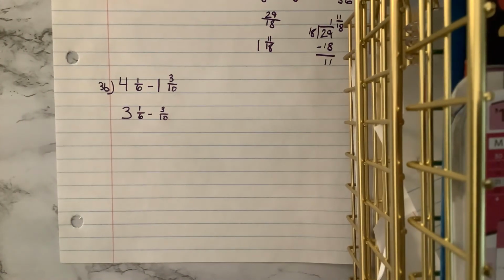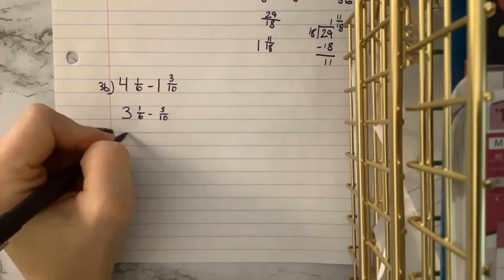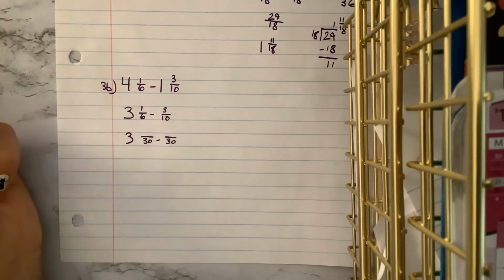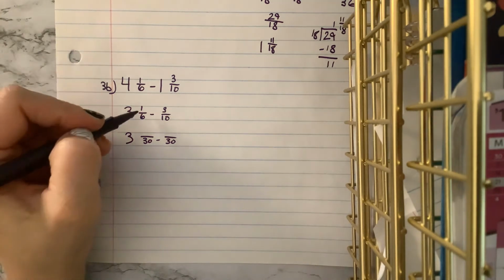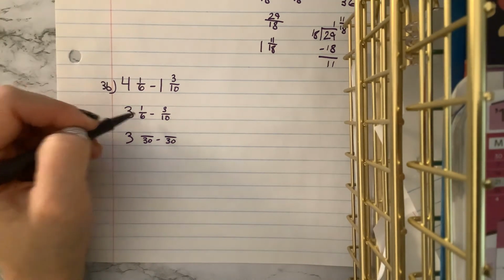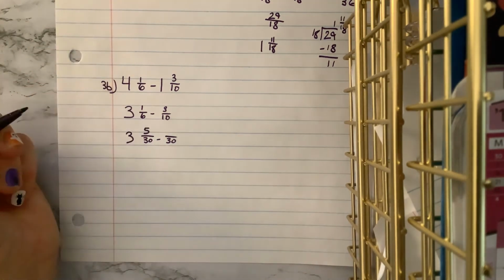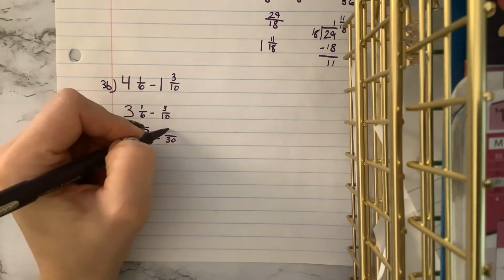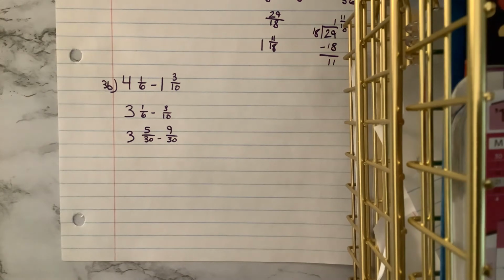Again, we're seeing that 6 and 10, which we hopefully are very certain on right now, our least common multiple here is going to be 30. So 1/6, we're going to multiply both of these by 5 to get 5/30ths. 3/10, we're going to multiply both of these by 3 to get 9/30ths.